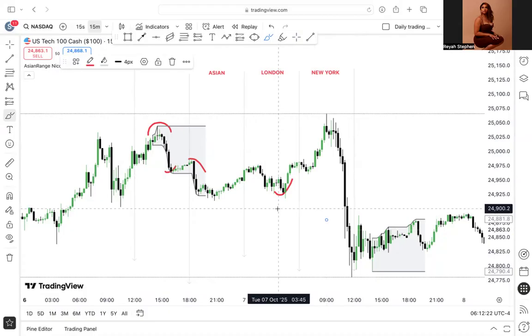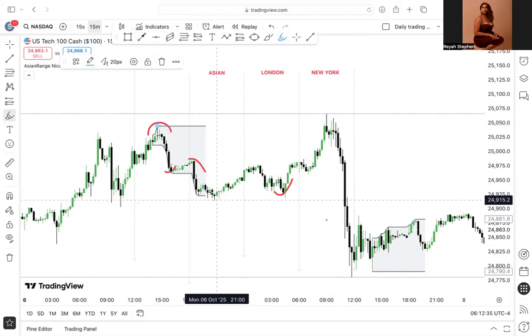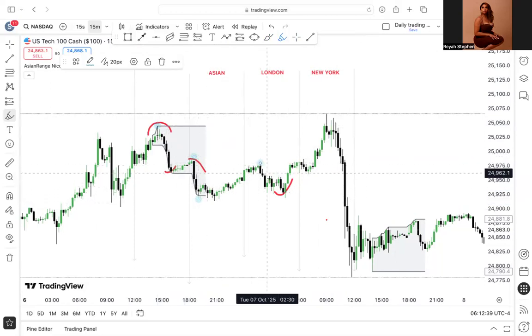So what I like to do is on the 15-minute, when I'm doing my analysis before I go down to the 5-minute to execute my trade, I'm marking out the Asian high, another high, another low, a lower high, a lower low in London. So this is the London high and the London low.